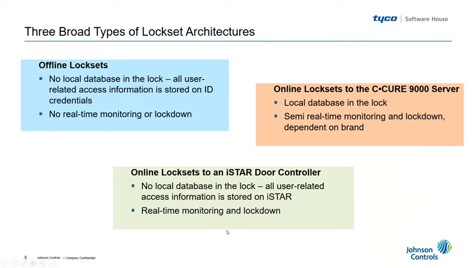The third one here is online lock sets, but these go to an iStar. So the iStar makes the decision. The local lock set doesn't have a real database in it. There's maybe an offline mode. But in this case, you get a lot of the power of the iStar to use with your wireless locks.